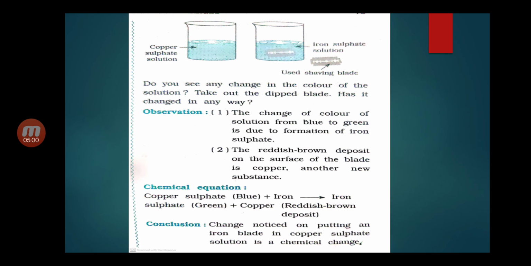Chemical equation. Copper sulfate plus iron forms iron sulfate plus copper. Conclusion. The change noticed on putting an iron blade in copper sulfate solution is a chemical change.